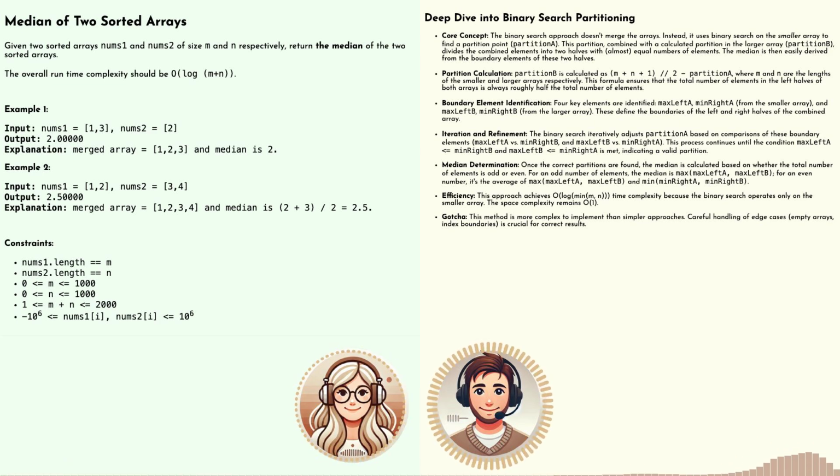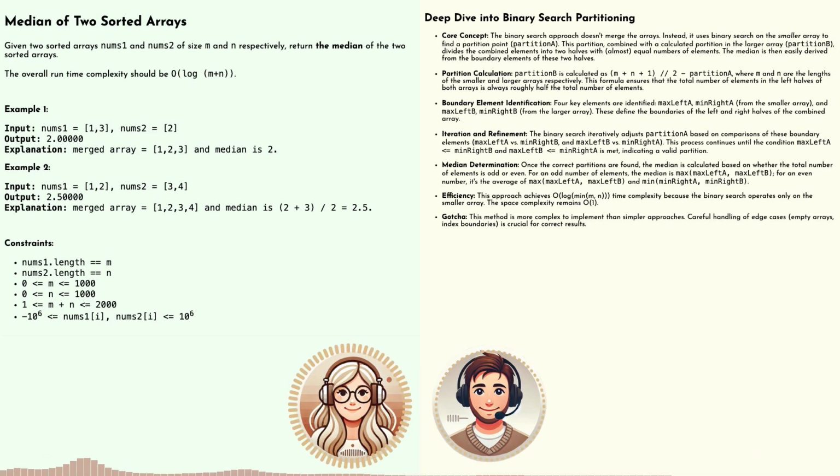So we start by looking at the middle element of array A. How do we decide if partition A should be to the left or to the right of that middle element? So we need to consider the corresponding partition in array B. Remember, the total number of elements on the left side of both partitions should be roughly half the total number of elements in both arrays. So if partition A is at a certain position, we can calculate partition B based on the total number of elements we need on the left side.